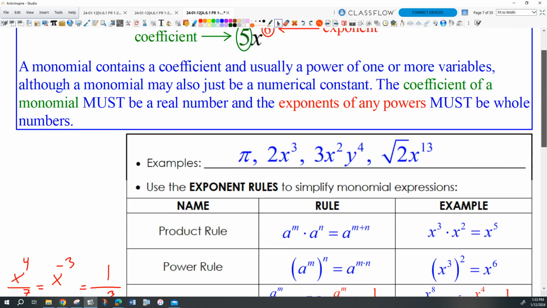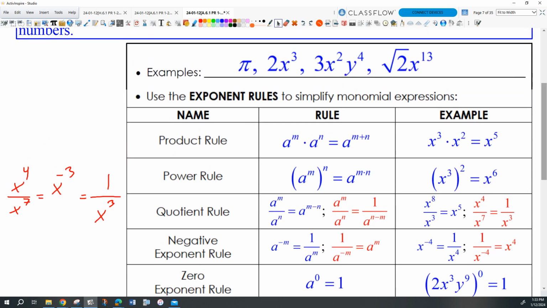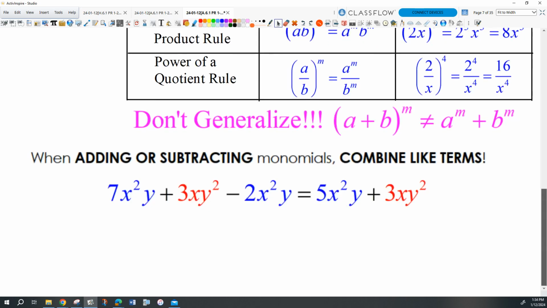Here are some examples of monomials. A number like pi by itself is fine. It doesn't even have to have a variable. A number by itself is considered to be a monomial. It could be a coefficient times a power of a variable. It could be a variable by itself too. It could involve multiple variables, where I'm multiplying by multiple variables. Or it could be something like the square root of 2 times x to the 13th, because that square root of 2, even though it looks a little strange, is a real number. And the coefficient just has to be a real number.